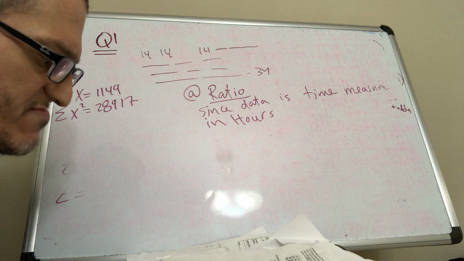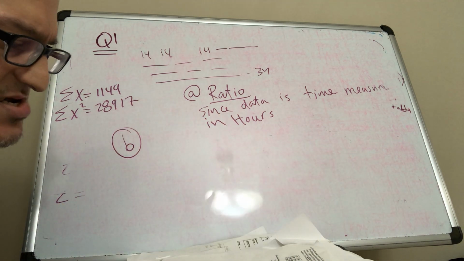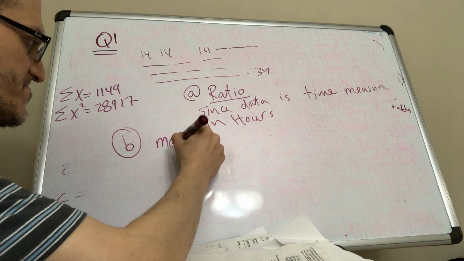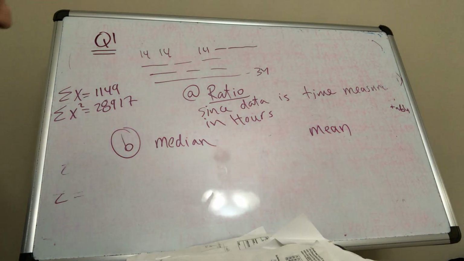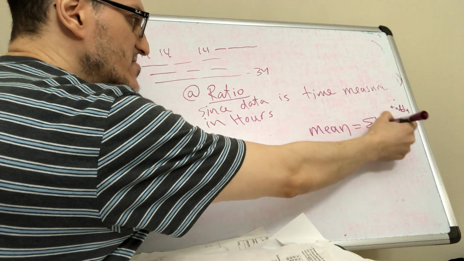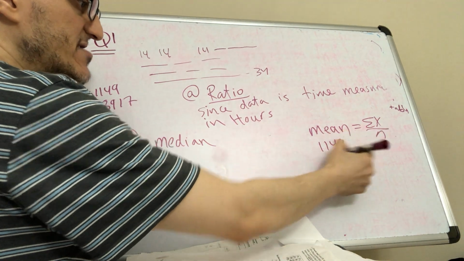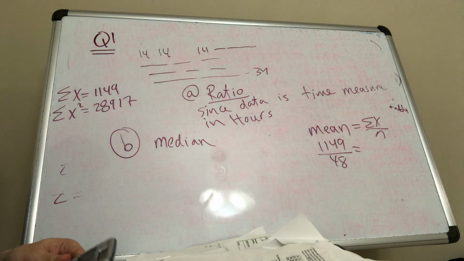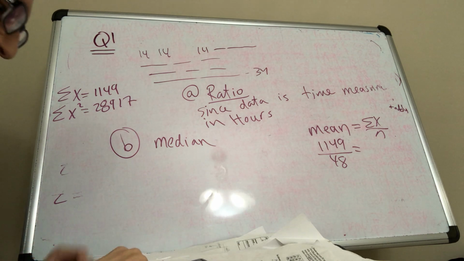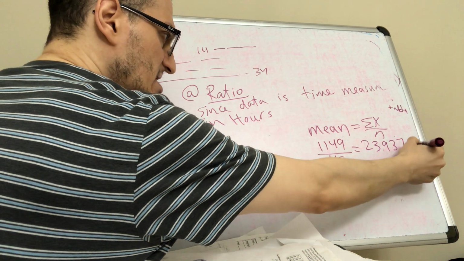Okay, to do the median, I'm actually going to do two things. I'm going to do the median, and I'll do the mean too. The mean, you basically take the sum of x over n. You have the sum, it's 1149, and we know it's 48 numbers. So 1149 over 48 gives you 23.9375 hours.